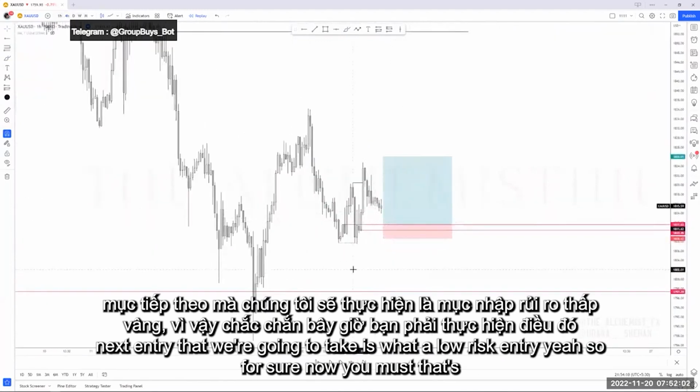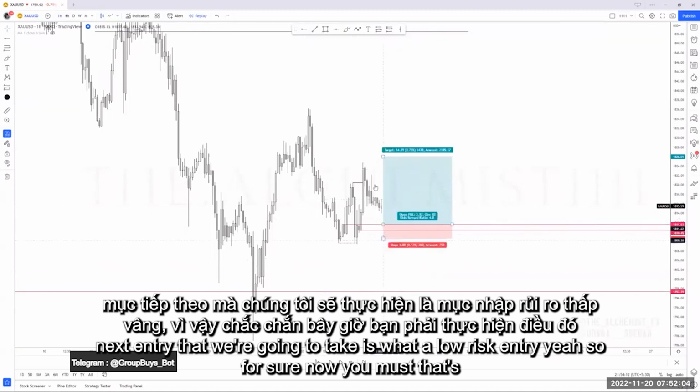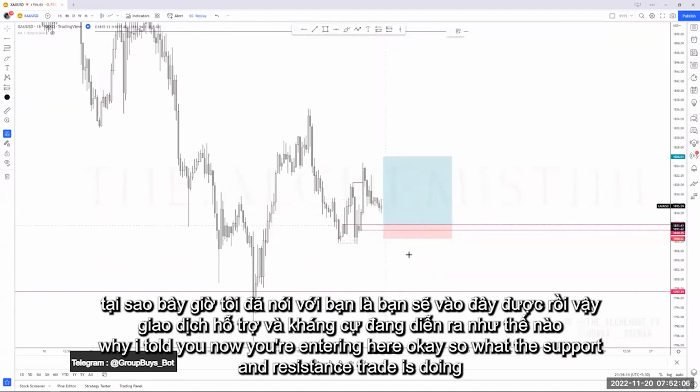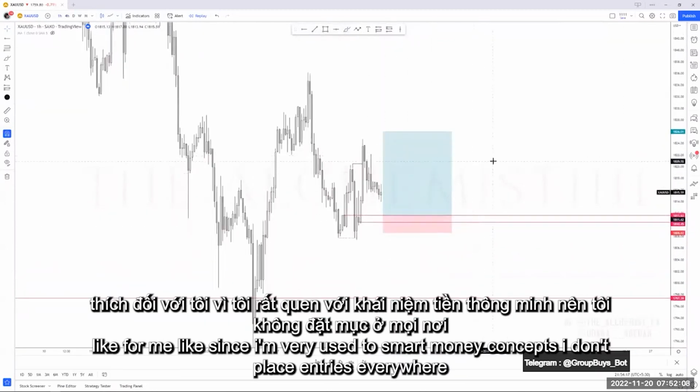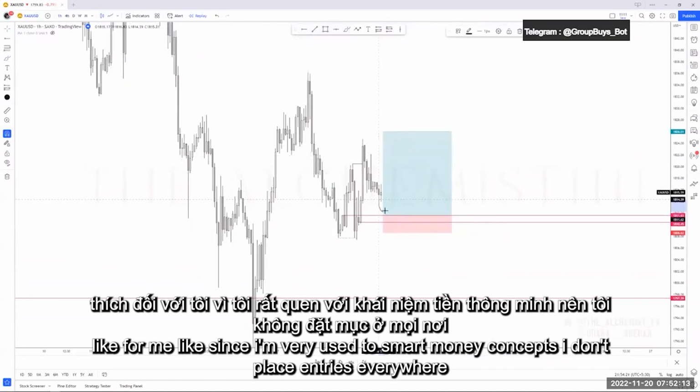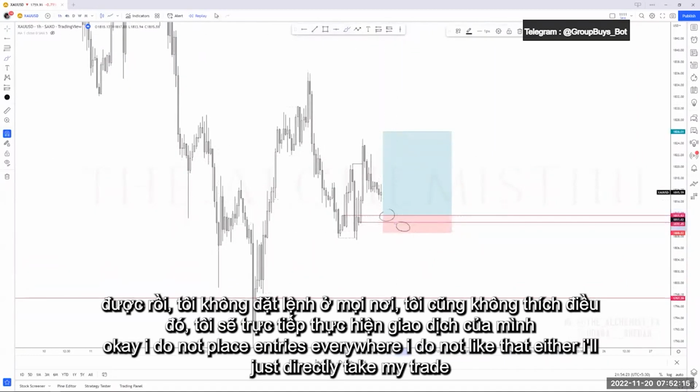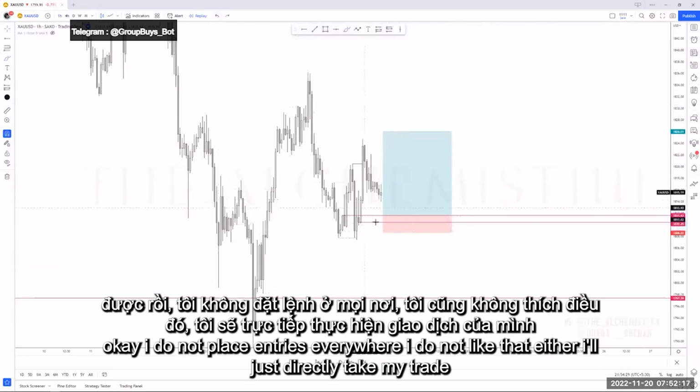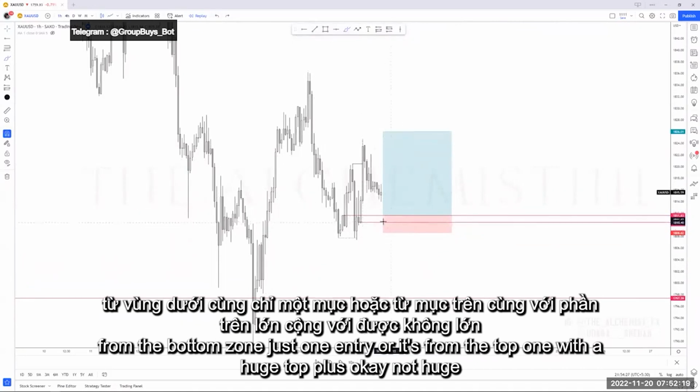A low risk entry. That's why I told you, you're entering here. So for the support and resistance trade, since I'm very used to smart money concepts, I don't place entries everywhere. I do not like that. Either I'll just directly take my trade from the bottom zone, just one entry, or else from the top one with a 30 pip stop.